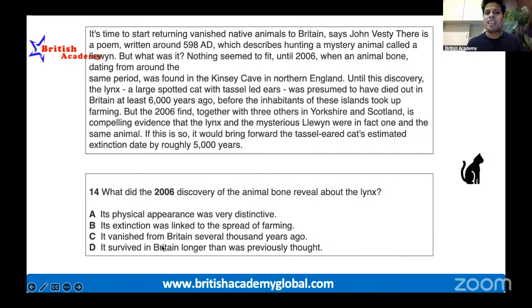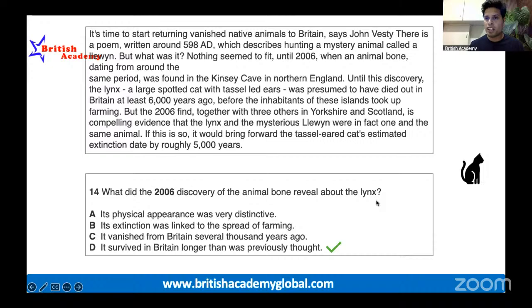And finally, it survived in Britain longer than was previously thought. Because initially we thought that it died 6,000 years ago. But when we rely on the evidence, that would bring down the extinction date to 5,000 years. And that is why option D turns out to be the correct answer, that it survived in Britain longer than was previously thought. So this would be taken as the final answer, guys. This is how we need to look out for the content. Whenever they say presumed, estimated, and all that, we need to be very cautious, because estimation and confirmation are not the same thing. So we need to be very cautious when we look at these kinds of words, guys.